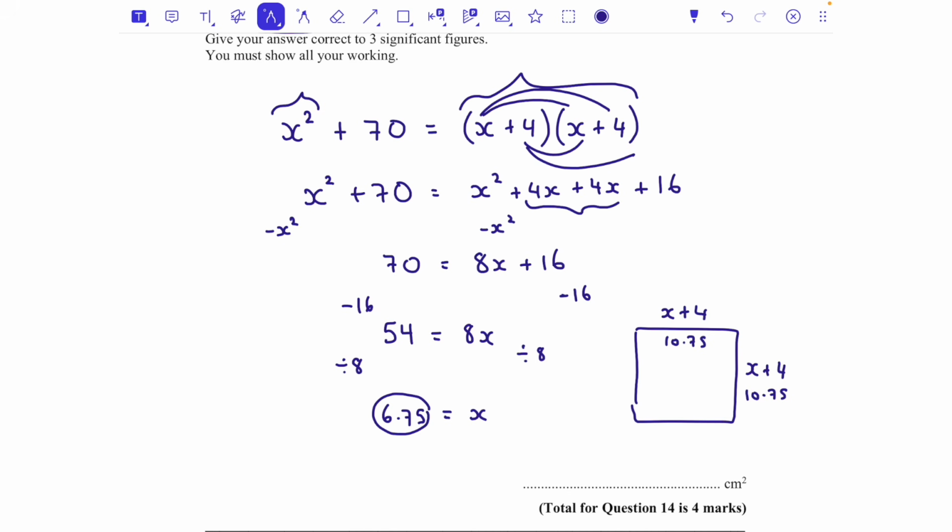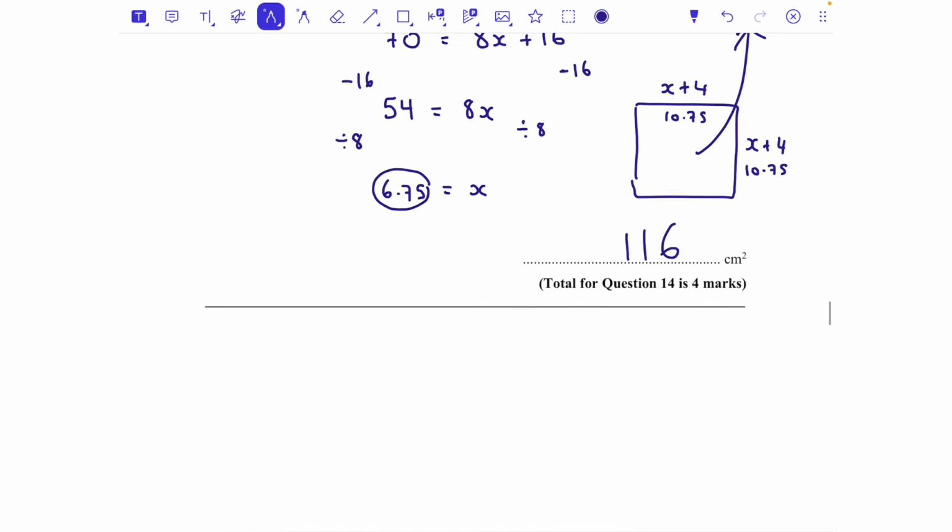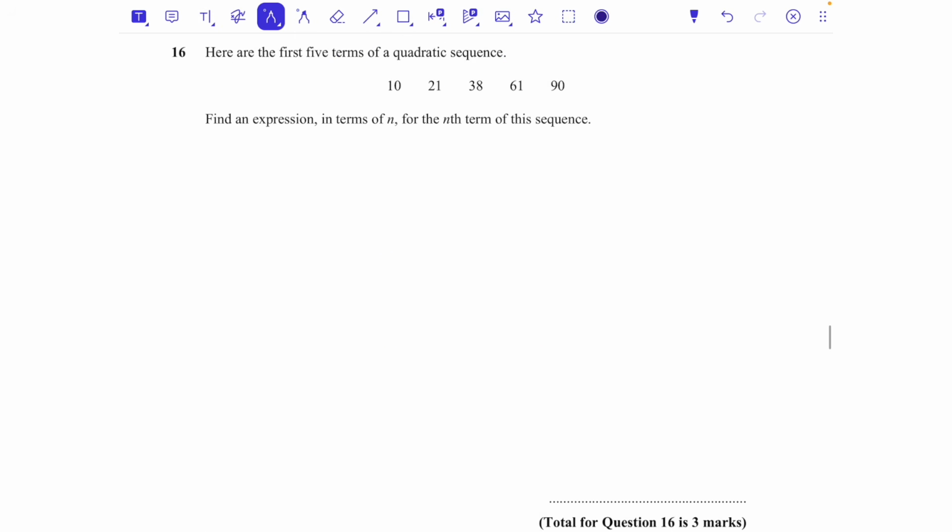But either way, you should end up with an answer of, let's just put it up here, 10.75 squared, which is 115.5625. They want our answer to 3 significant figures. So remember that 1, that 1, that 5, they're your first 3 significant figures. Check the next number, which is a 5, which rounds up. So 116 centimetres squared is going to be your answer for that one, 4 marks. That topic was forming and solving equations.